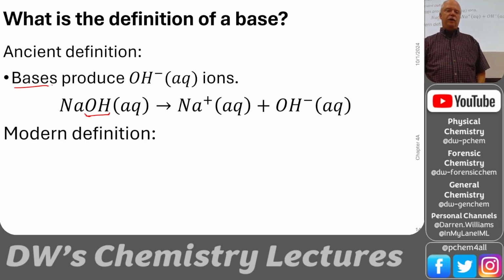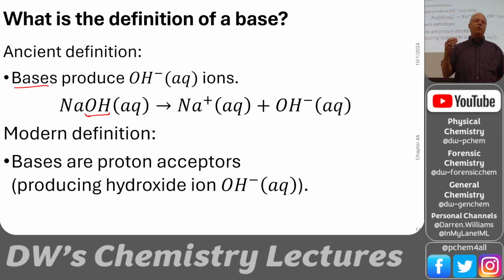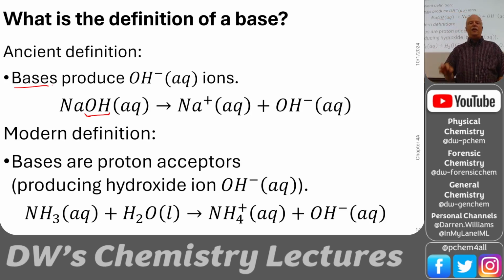When it dissolves, I'm going to get OH in solution, so that's a base. Okay, but a more modern definition is that bases are proton acceptors that produce hydroxide ions. So this is a different kind of reaction. We've talked about the ammonium ion. Where does it come from? It comes from ammonia in water. So if we put ammonia in water, it'll steal a proton from water and leave behind a hydroxide. So this means that ammonia is a base. It's producing hydroxide ion, but it's doing that because it's accepting a proton.